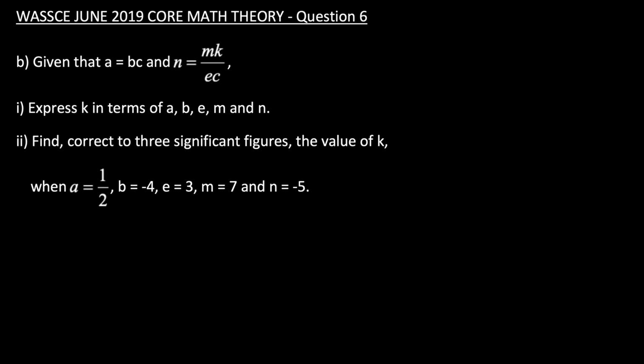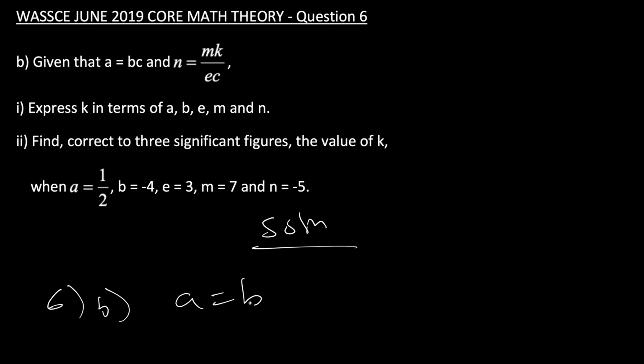Question 6b. Given that A is equal to BC and N is equal to MK over EC, (i) express K in terms of A, B, E, M, and N. (ii) Find, correct to 3 significant figures, the value of K when A is equal to 1 over 2, B is equal to negative 4, E is equal to 3, M is equal to 7, and N is equal to negative 5. So let's move on to the solution for question 6b.